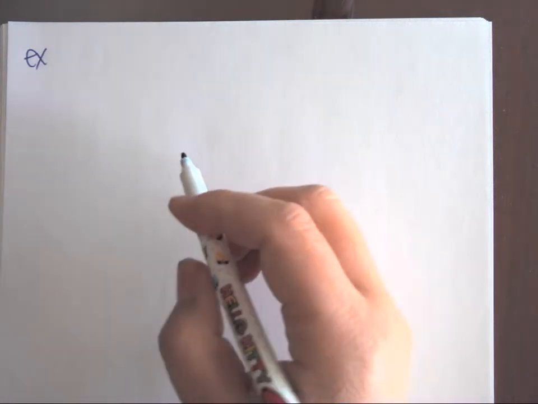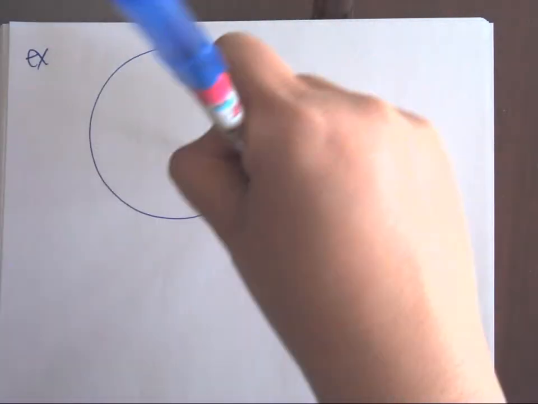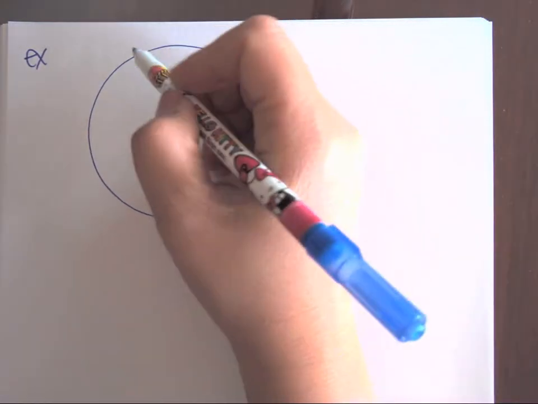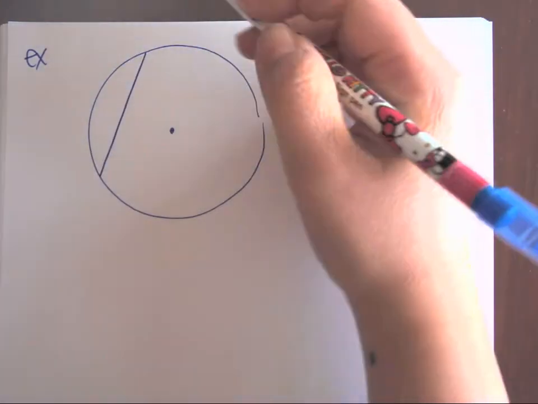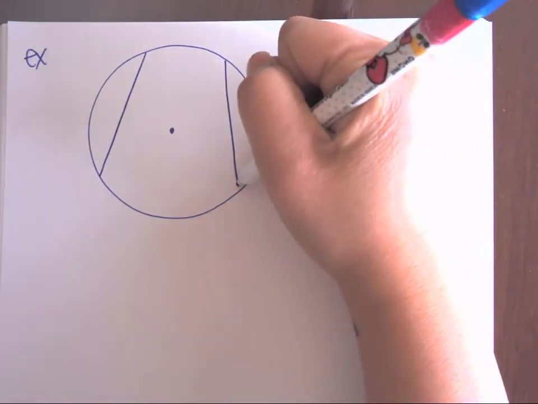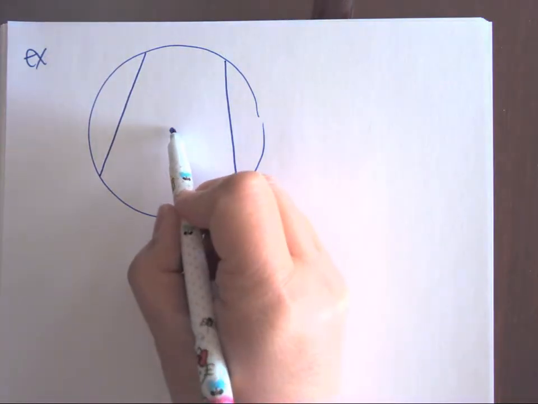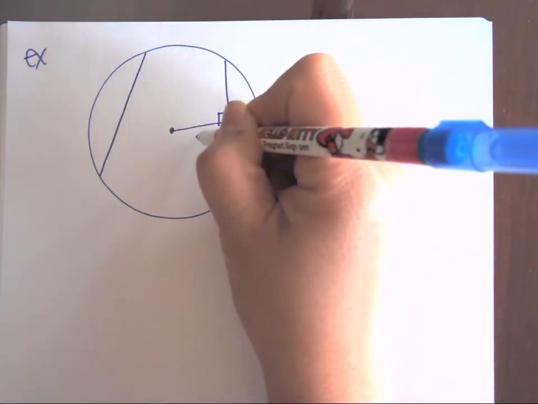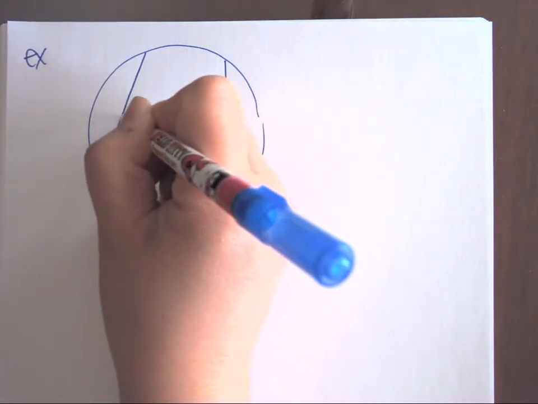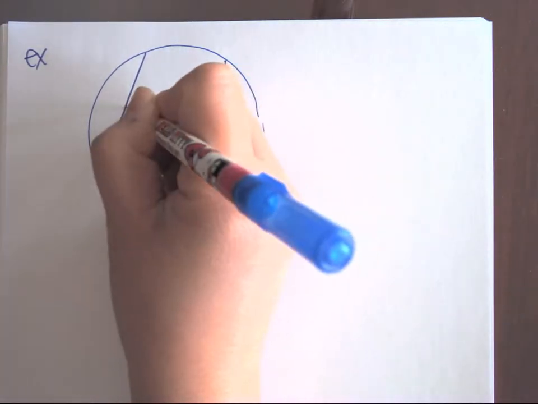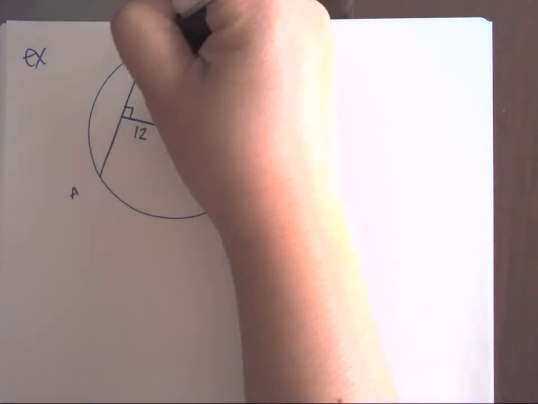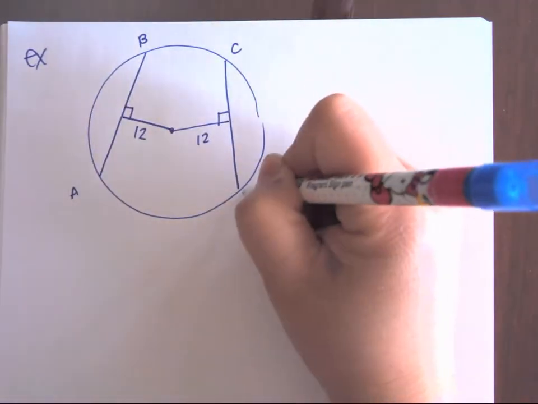Another example. My circles are getting better. Chord, chord. Tell you this is a right angle. This is 12. This is a right angle, 12. A, B, C, D.